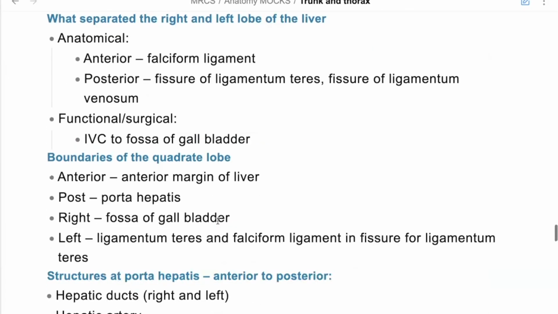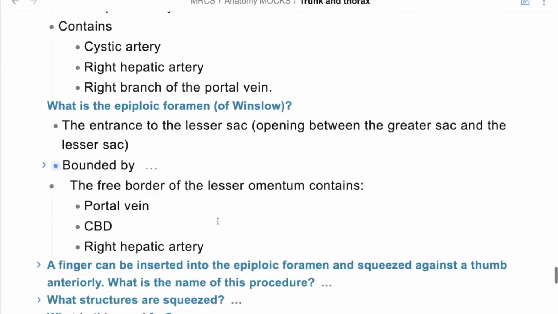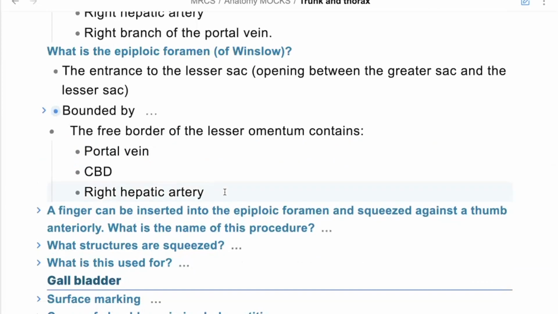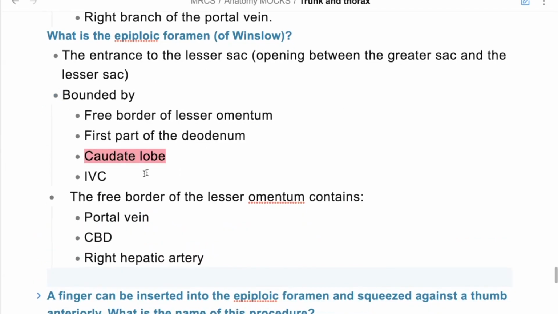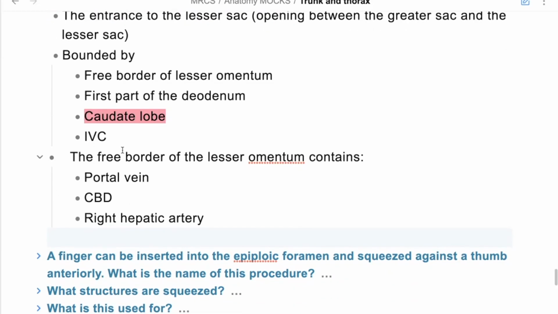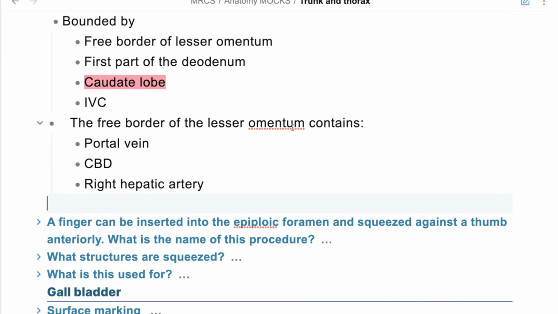Let me bring that back on and try to annotate it again. We said it's the entrance for the lesser sac, bounded by the caudate lobe, the free border of the lesser omentum, and the inferior vena cava. The free border contains the portal vein, common bile duct, and the hepatic artery. If you forget this one, just say the inferior border of the liver. Great. So why is this important?